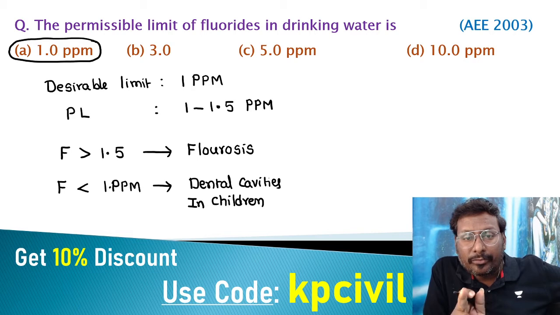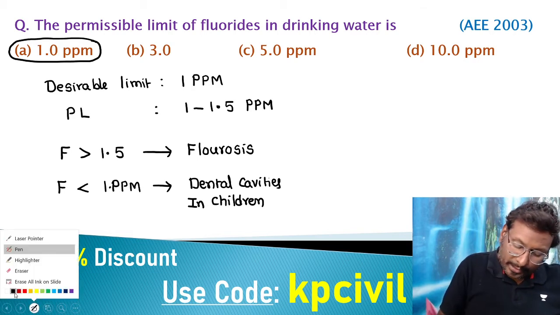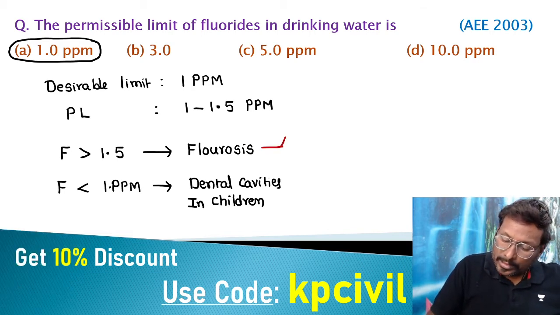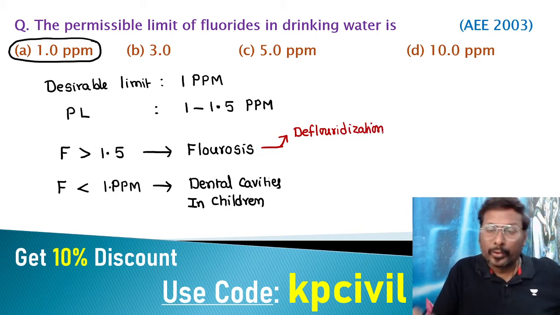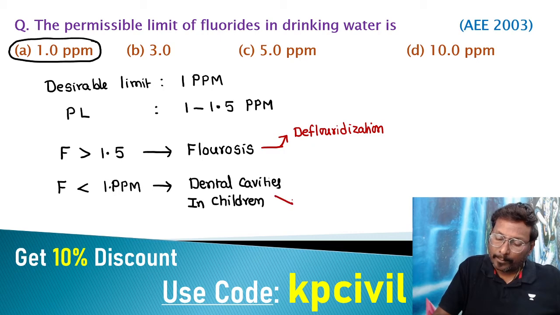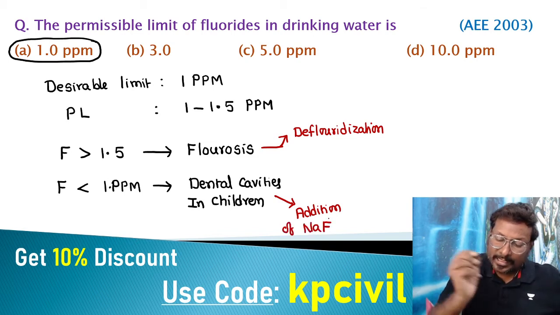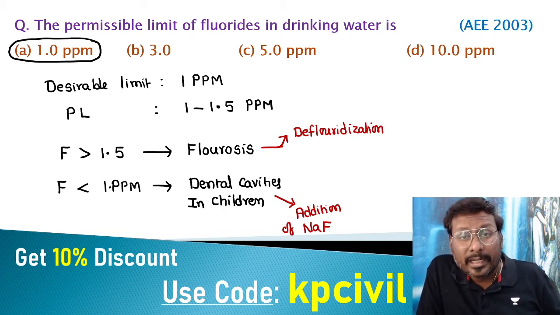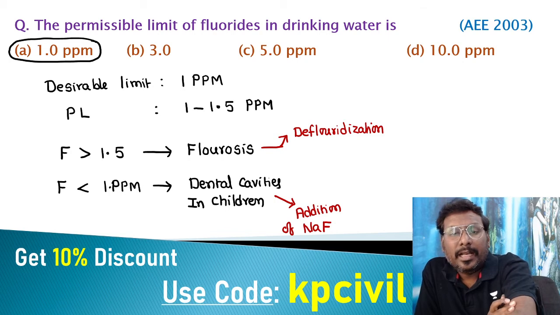Greater than 1.5 ppm causes fluorosis. So what you need to do? Defluoridization using the Nalgonda technique. Addition of fluoride as NaF if it is at lesser concentration. Fluoride less than 1 ppm, add more fluoride as NaF.